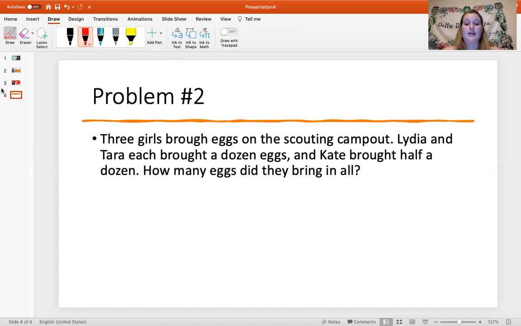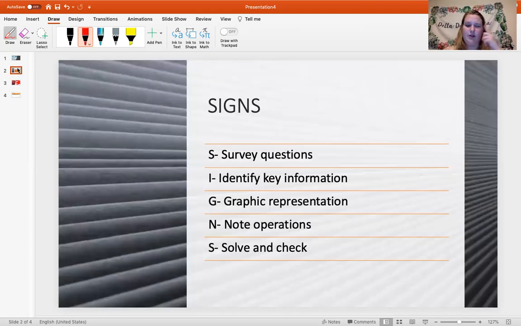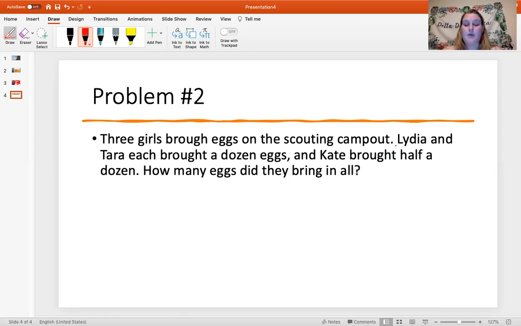How many eggs did they bring in all? Okay, so we surveyed our question. Now let's find some key information. So it sounds like we have Lydia and Tara each bringing a dozen eggs. And then we have Kate who brought half a dozen. And then we want to know how many eggs.